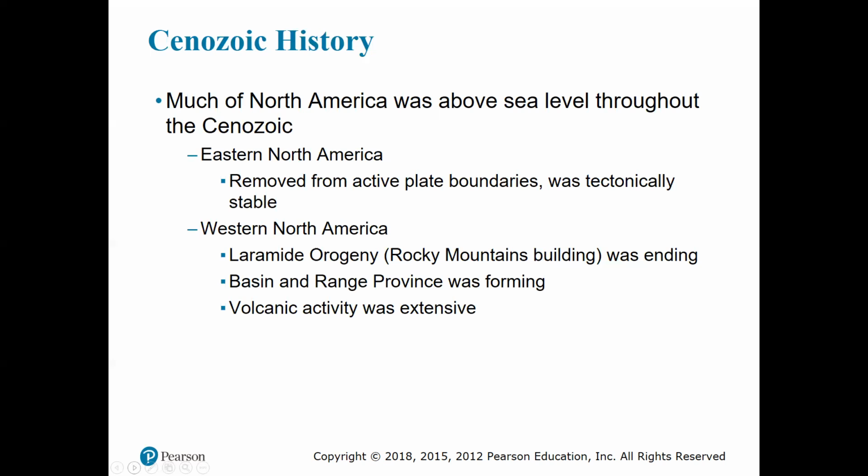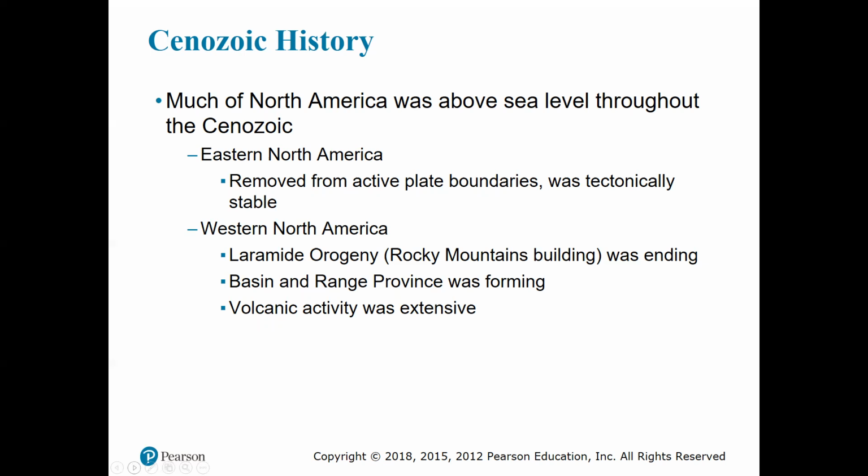And out west, the Laramide orogeny that began in the Mesozoic era continues and then ends as we go into the Cenozoic era. We got the development of the fault block mountain range and the formation of the basin and range province that we looked at in the last chapter and the chapter before.